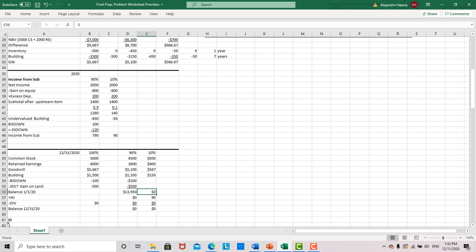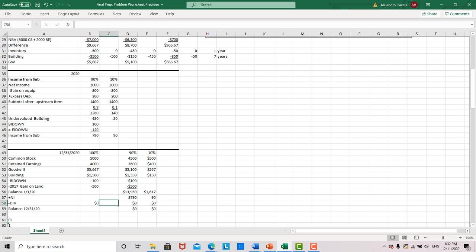Okay, so we'll sum up these items to get our beginning balance, which is 13,950. That looks good. And we'll sum up these items to get our beginning balance in the 10%, which is 1617, and that looks good. We'll just move our incomes down. 790 and 90, that's already been moved down. Let's, for posterity, go ahead and move it down again.